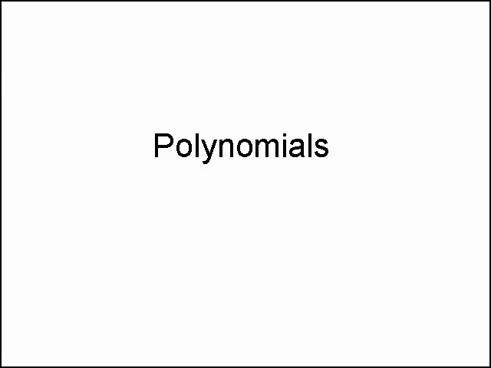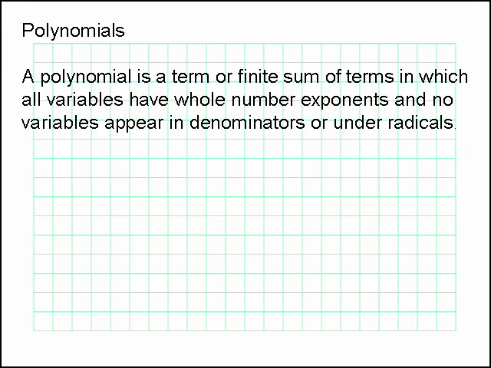Okay, this lesson is on polynomials. A polynomial is a term or finite sum of terms in which all variables have whole number exponents and no variables appear in denominators or under radicals. Here are some examples of polynomials.